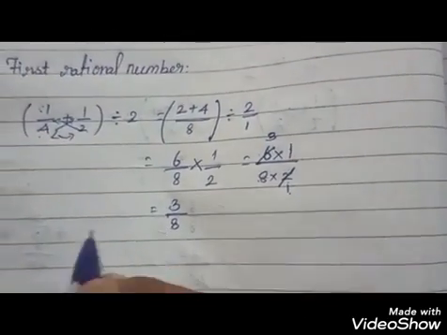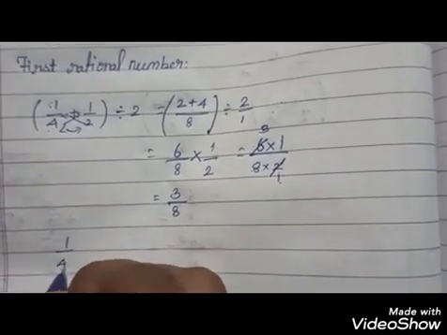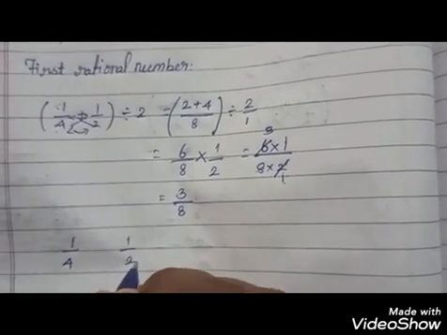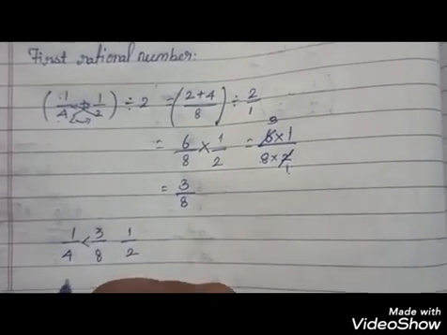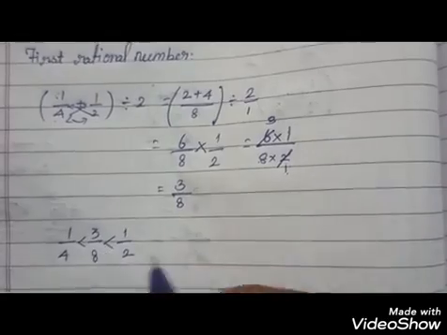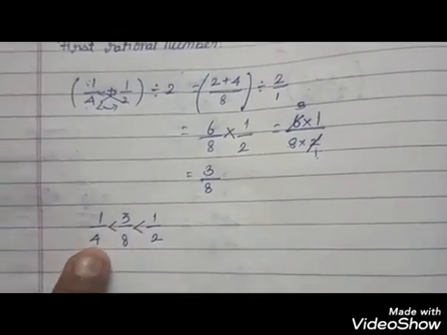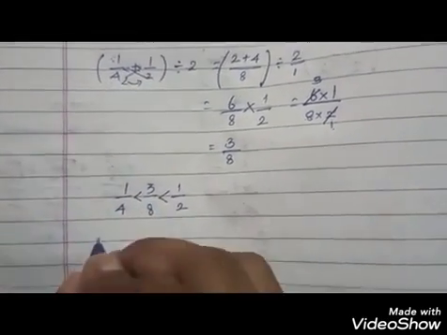So this 3/8 lies in between 1/4 and 1/2. In between there is 3/8. So 1/4 is less than 3/8, and 3/8 is less than 1/2. So the first rational number we found. Next we move on to the second.